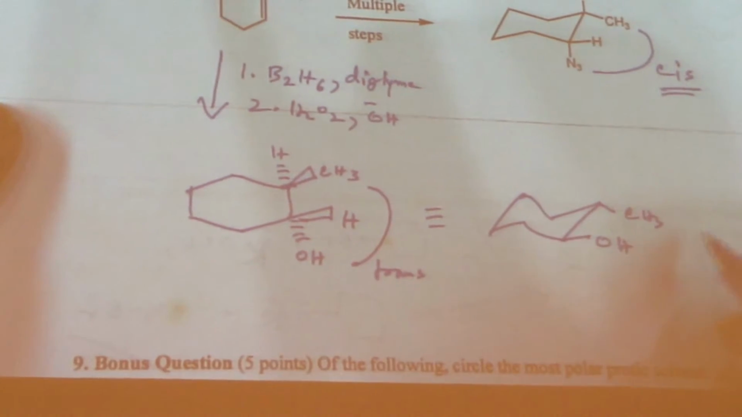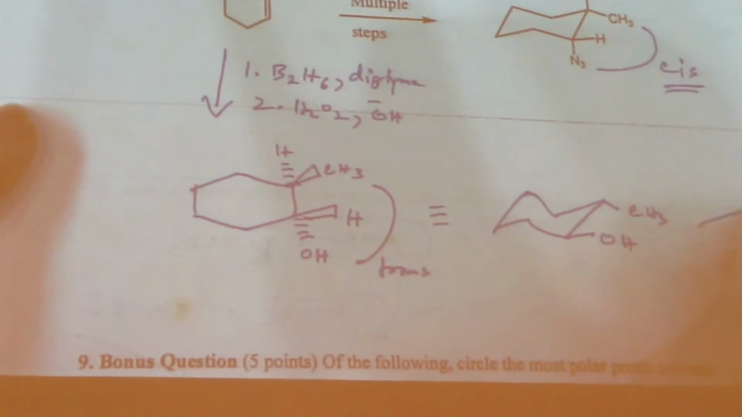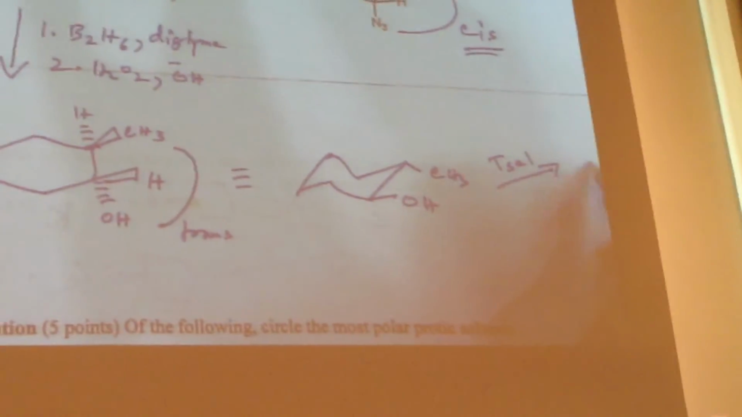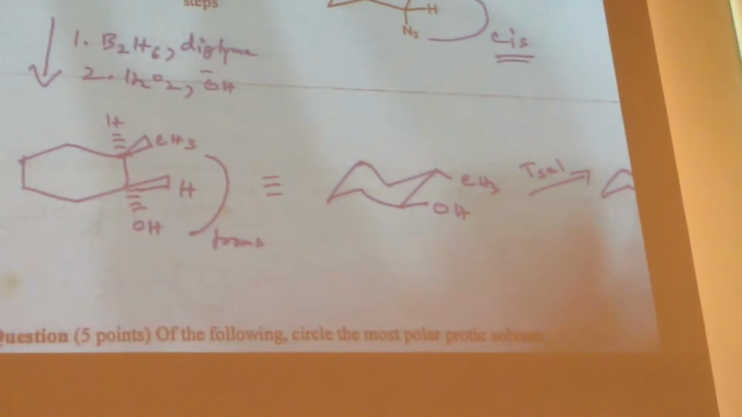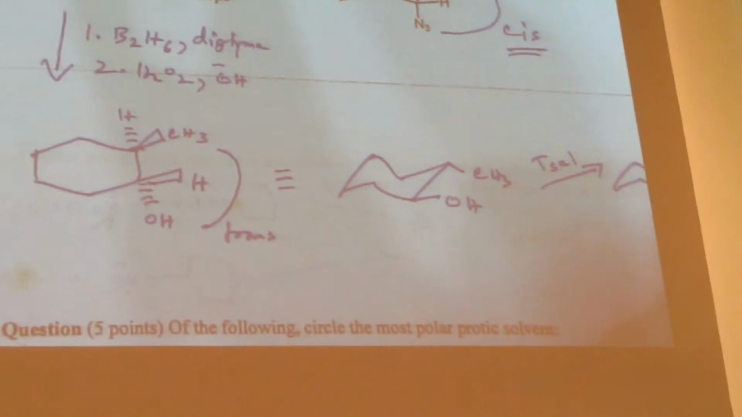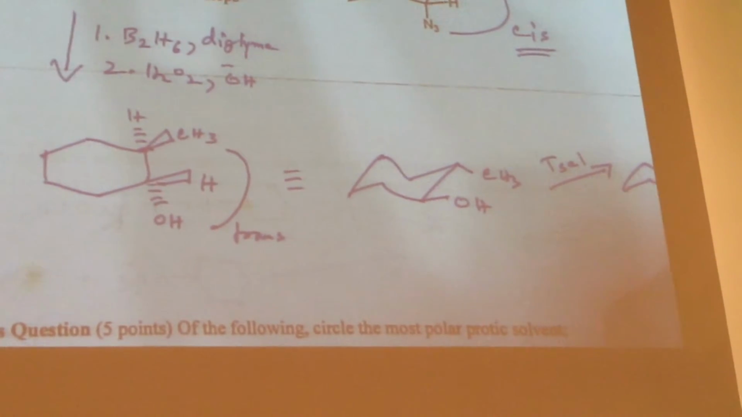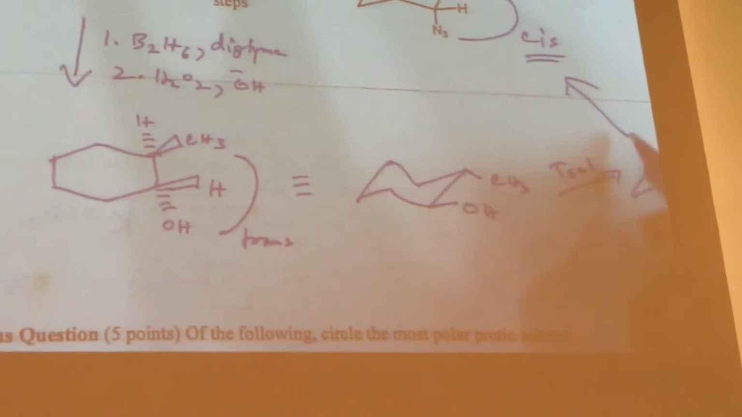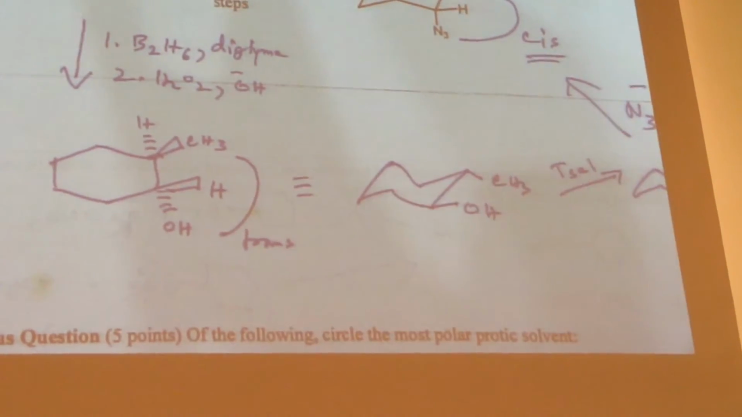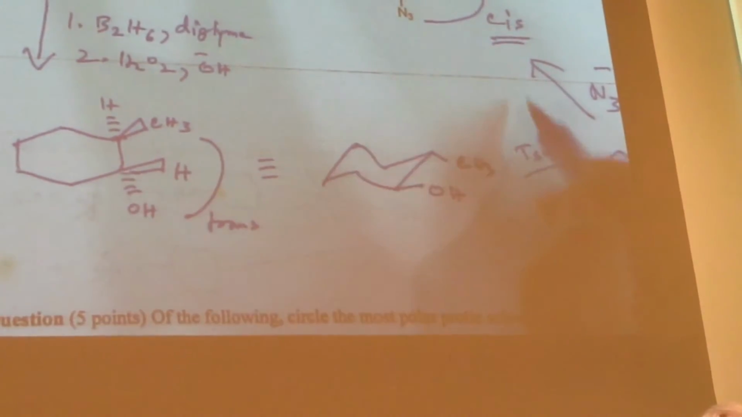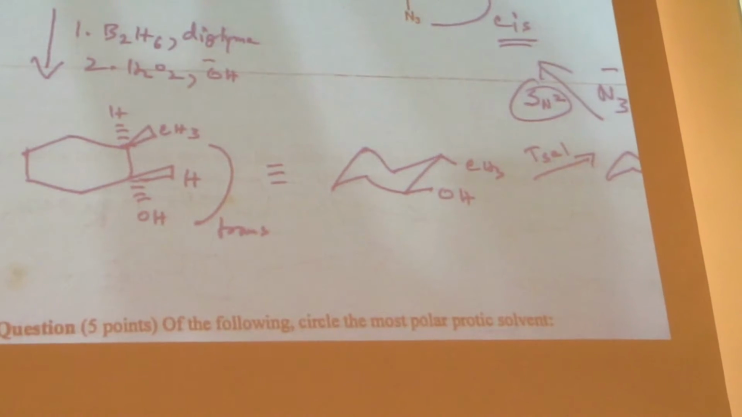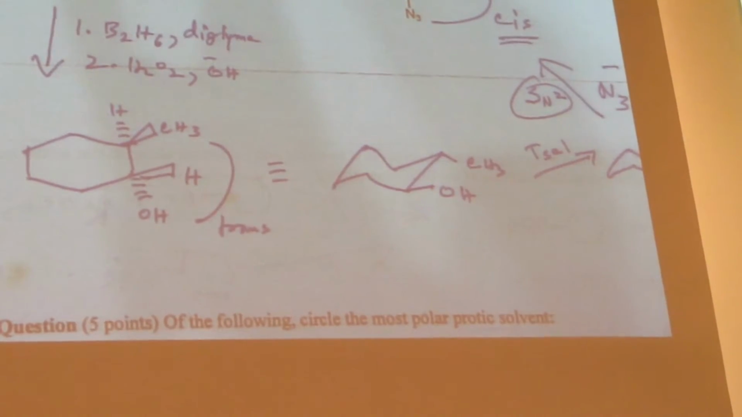Now the OH can be converted to OTs, again tosyl chloride. So it's OTs and methyl. And now we can heat it with N3 minus in an SN2 reaction. That is going to get the final product.